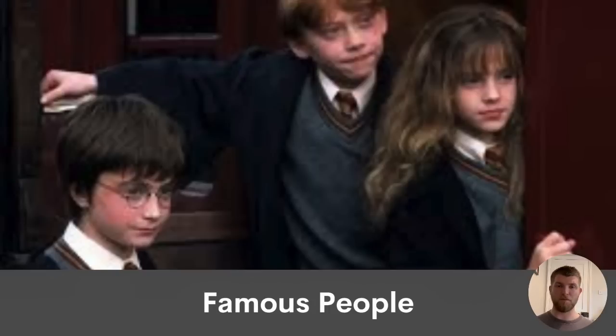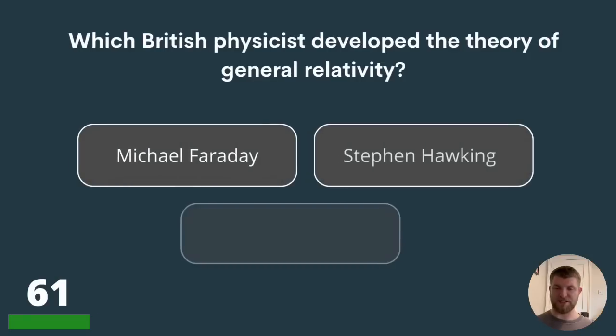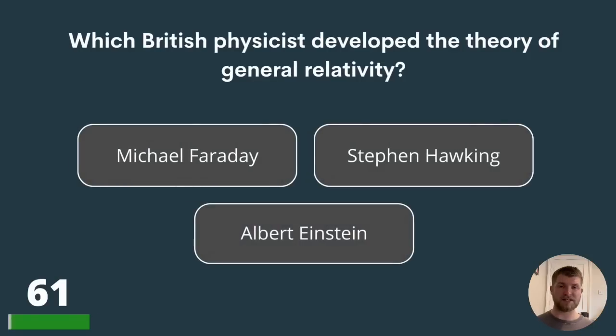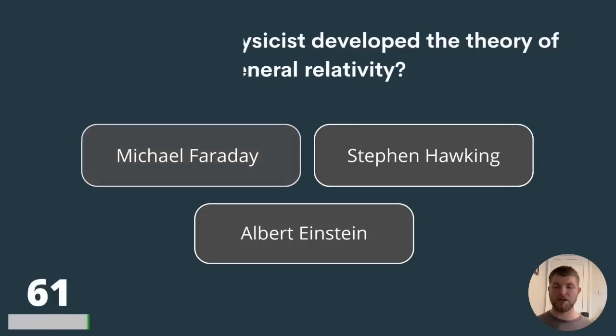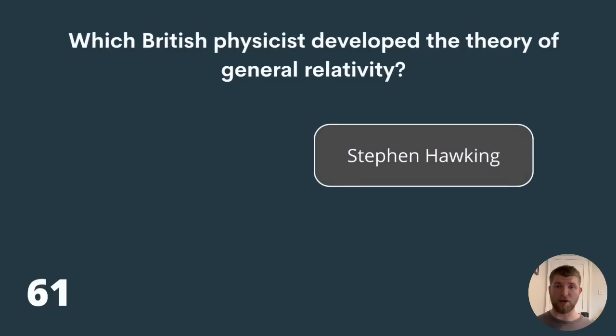Next up, we've got some questions about famous people. Good luck. 61. Which British physicist developed the theory of general relativity? Michael Faraday, Stephen Hawking, or Albert Einstein? The answer is Stephen Hawking.